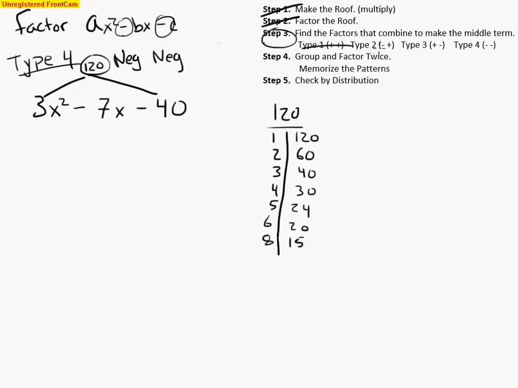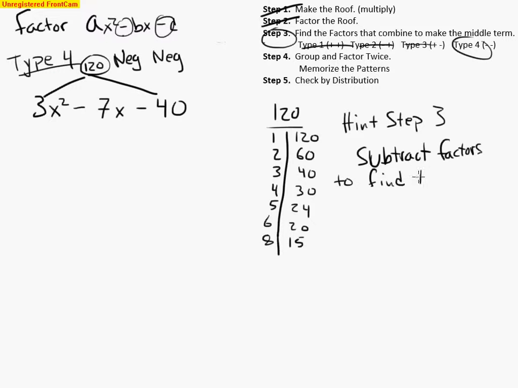Step 3, I'm on type 4. I'm going to get a hint for step 3. My hint is that I'm going to subtract these factors to find the middle. All right, so I'm looking for a 7. Which of these is going to give me a 7?